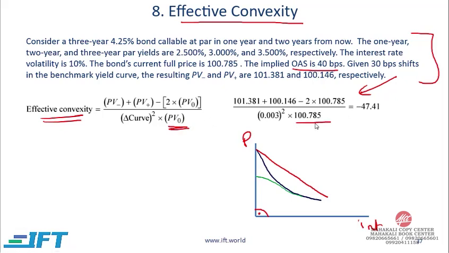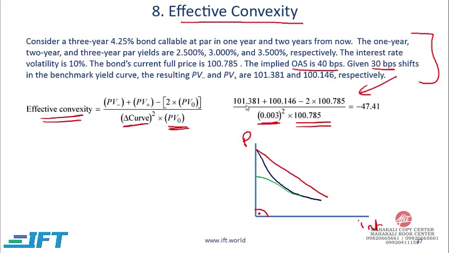In this case, PV naught is this number. We shift the benchmark yield curve by a certain amount. That's the delta curve. If we shift by 30 basis points down and then up, then delta curve is 30 basis points or 0.3%. 0.3% in decimal is 0.003. We square that, and then PV minus is the price of the bond when interest rates go down.